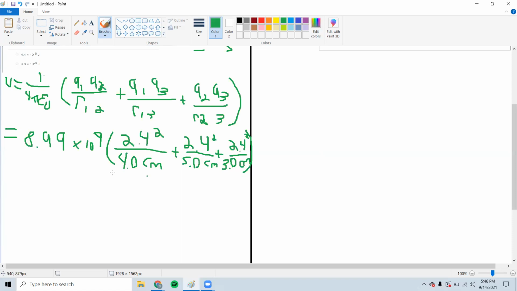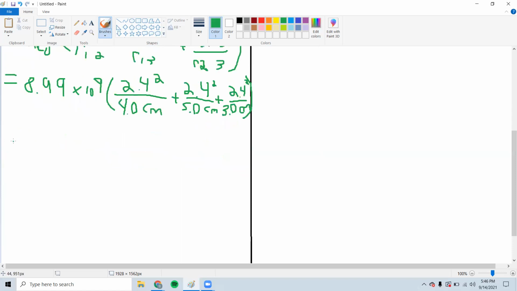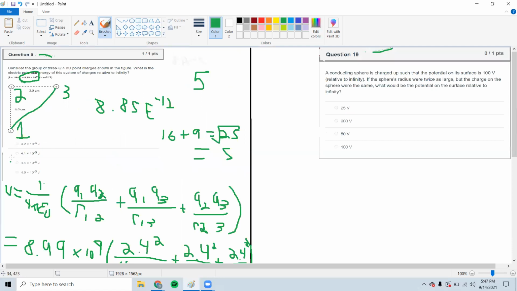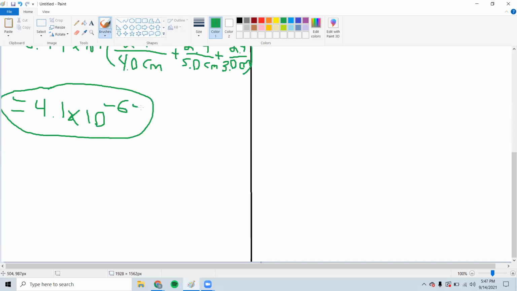Then you just calculate this all, and it ends up being 4.1 times 10 to the power of -6. That right there is the answer to number 5. It would be this letter right here, B, and it's in joules.